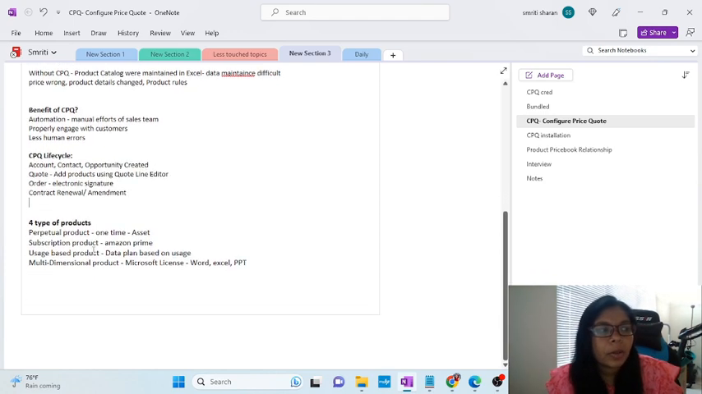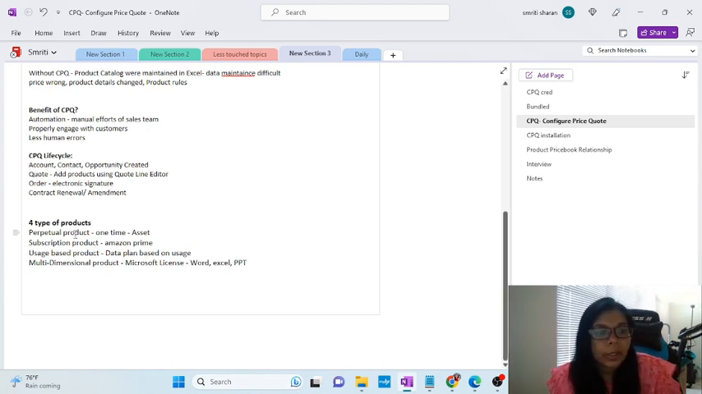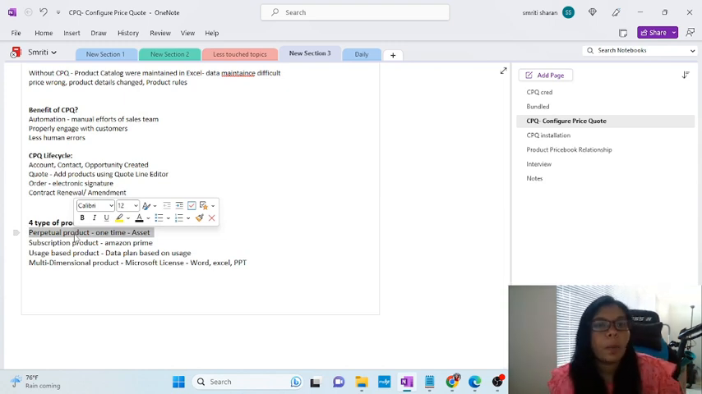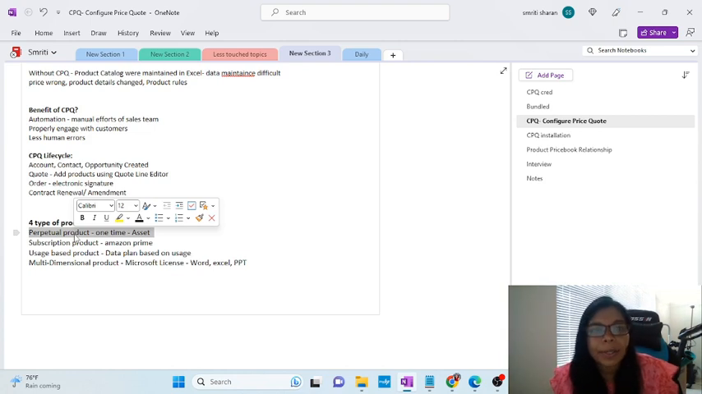Now I talked about a product which is an HP laptop in this case, but we have to understand the types of products to understand CPQ, because CPQ is all about the product which we are quoting for a particular price, right? So that's why we need to understand. There is something called a perpetual product or one-time product, that are like assets. HP laptop, TV, these are one-time products. The customer can purchase again, but there is no agreement to it.